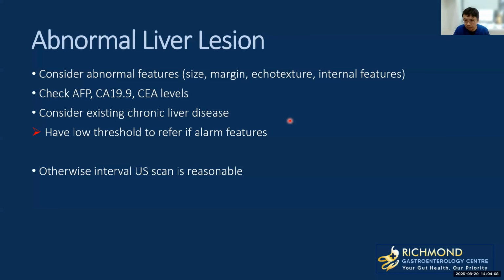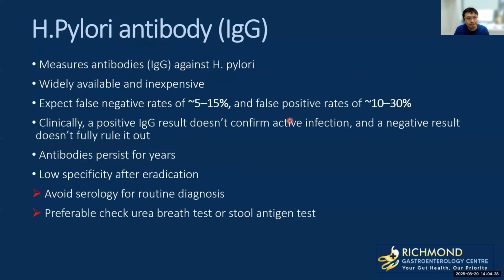Otherwise, for example, if you see a cyst and anechoic lesion, fluid filled, it's simple. Usually you don't need to worry. Should you need to monitor or survey, interval ultrasound will be reasonable every 3 to 6 months, provided all the other red flags are not present.